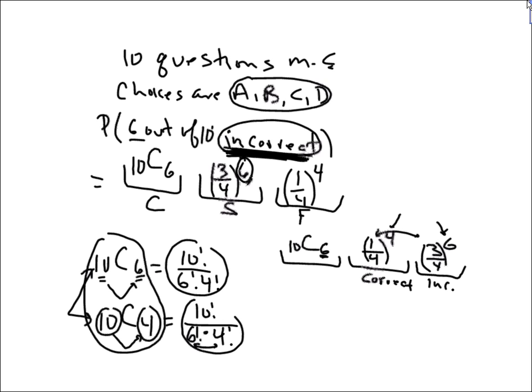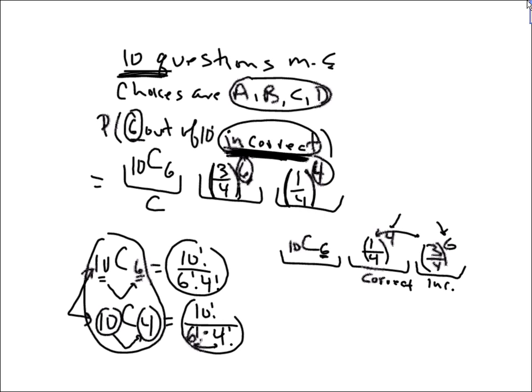These two numbers should add up to the number of trials. There are 10 experiments going on, 10 questions. Okay, and 6 has to be one of the powers, but it has to go with the one that says incorrect, with the probability for incorrect, which is 3/4. And the probability of failure is 1/4, and you want 4, let's say incorrect, correct. You have incorrect, you have correct.